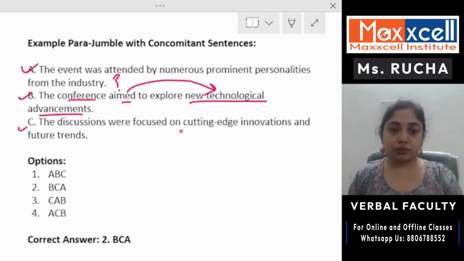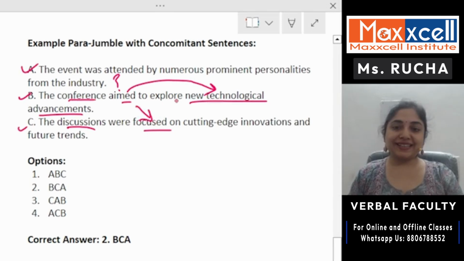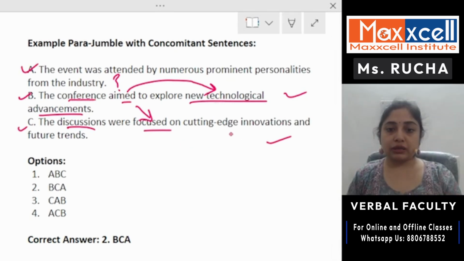The discussions were focused on cutting edge innovations and future trends. The discussions. Now the conference, the discussions were focused on. Here also we are talking about what the focus was. We are not deviating from the topic. There is some relation between the second and third in context. This is still in the same context, right? Focus on cutting edge innovations and future trends.